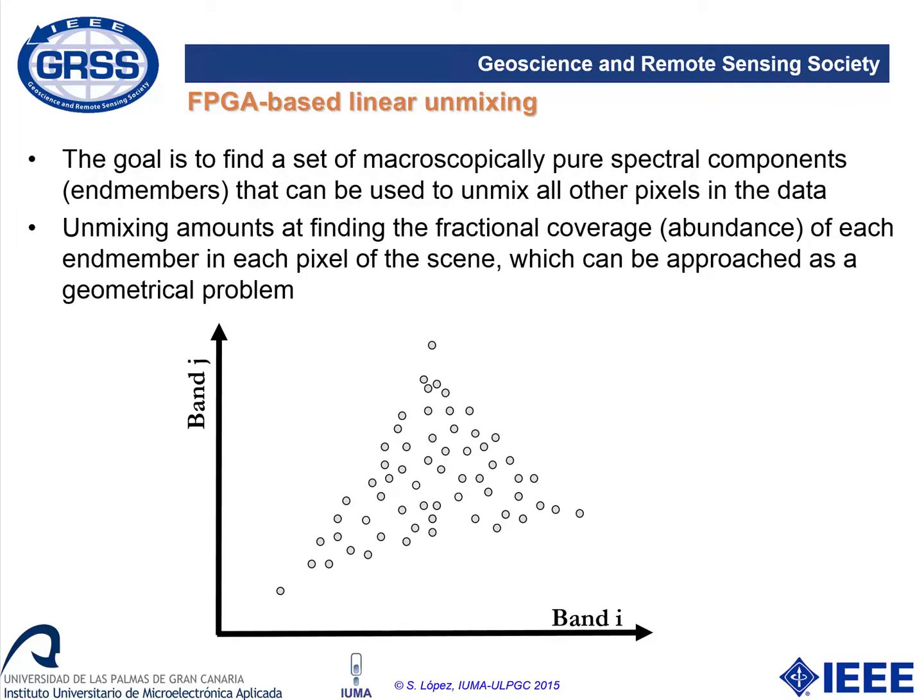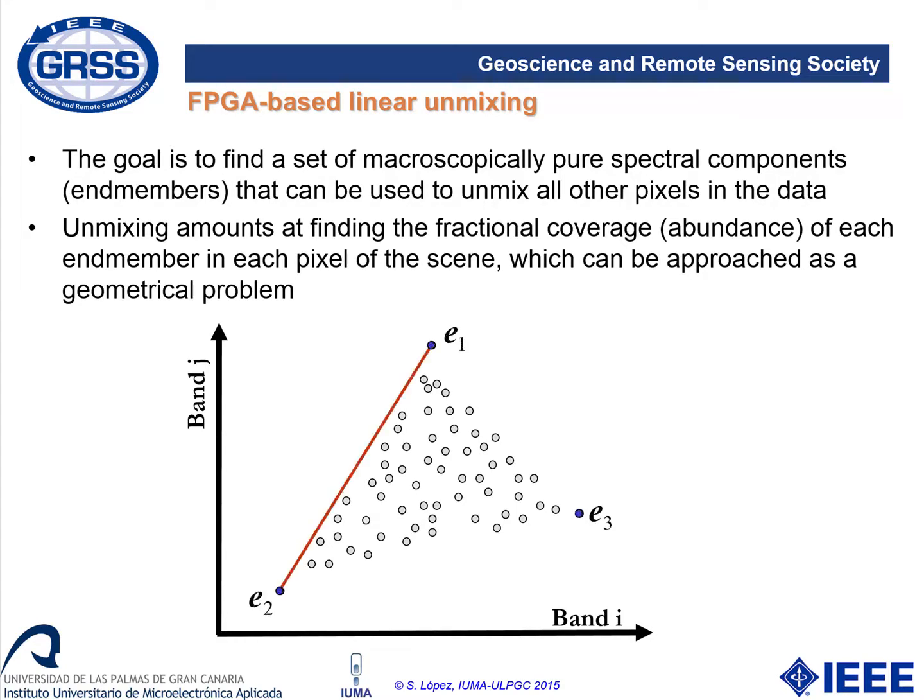Well, as I said before, I am going to introduce in this tutorial an example of the use of FPGAs for performing real-time linear unmixing. And as you know from the previous tutorial, the goal of unmixing is to find a set of pure spectral components, normally known as endmembers or pure pixels, that can be used to mix all the other pixels in the data, the pixels that are non-pure. So at the end, what we are trying to find is the fractional coverage, also known as abundance, of each endmember in each pixel of the scene, which in fact can be approached as a geometrical problem.